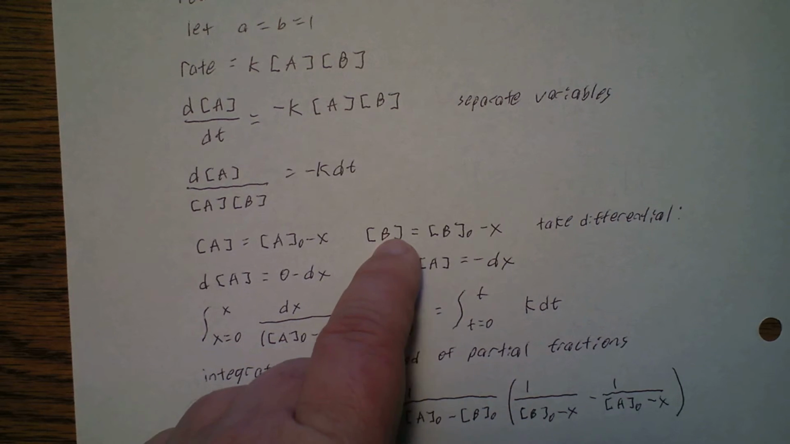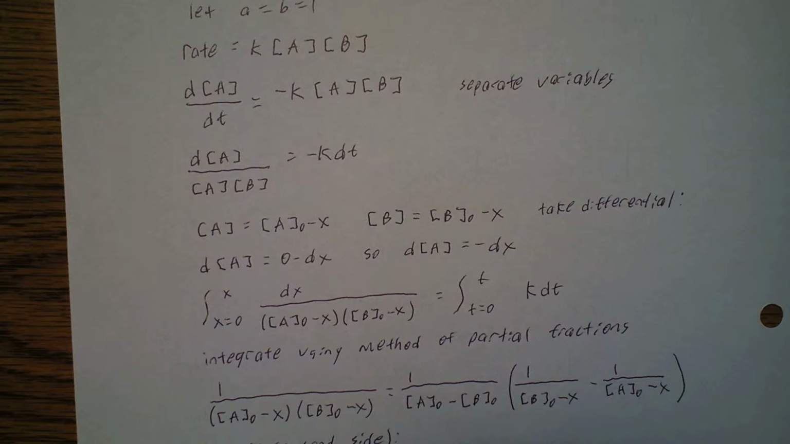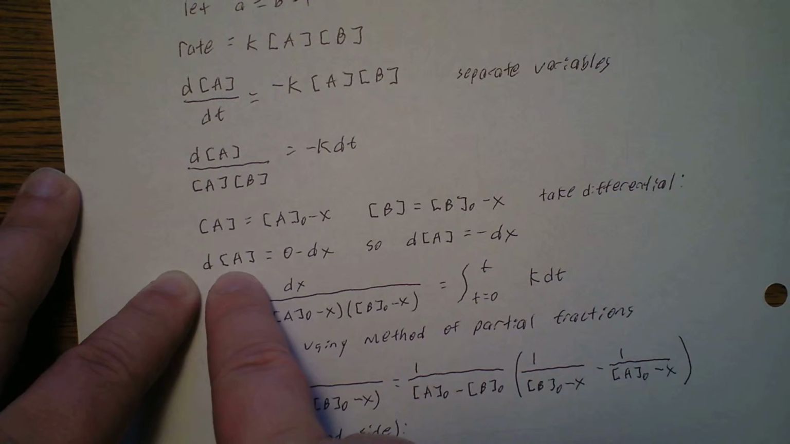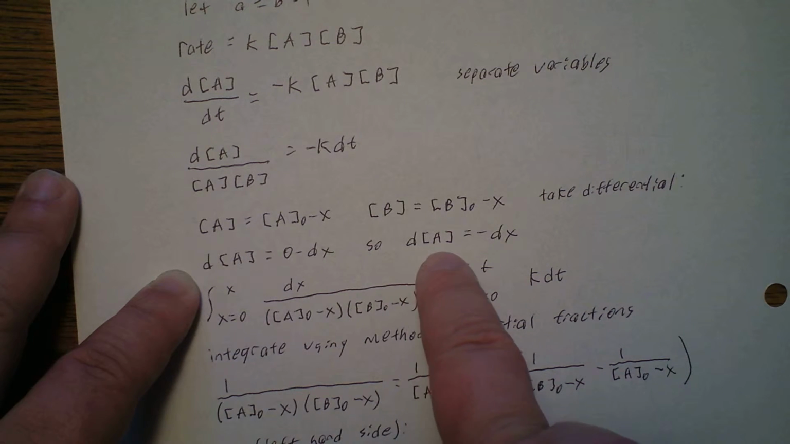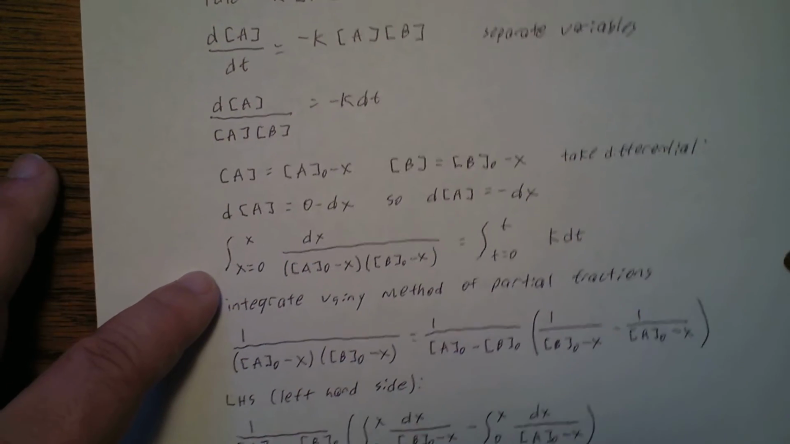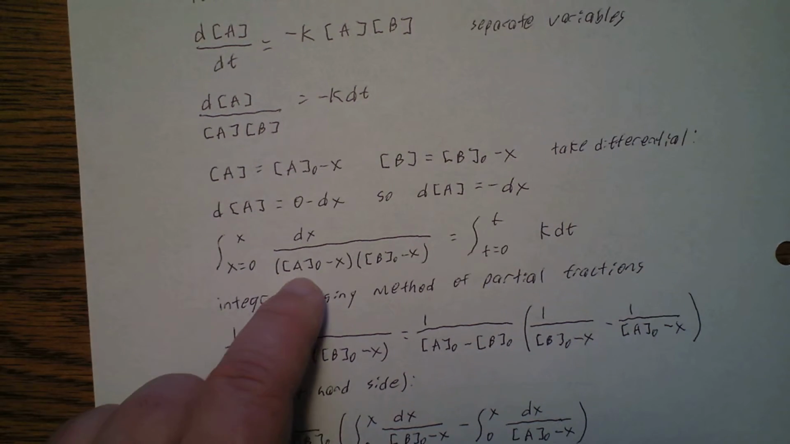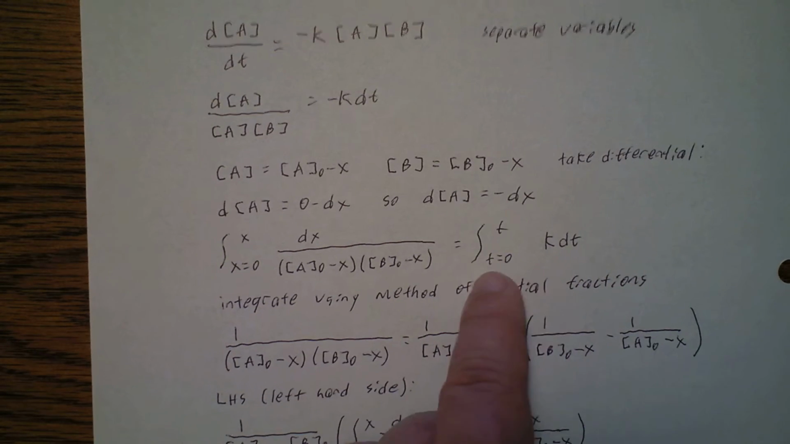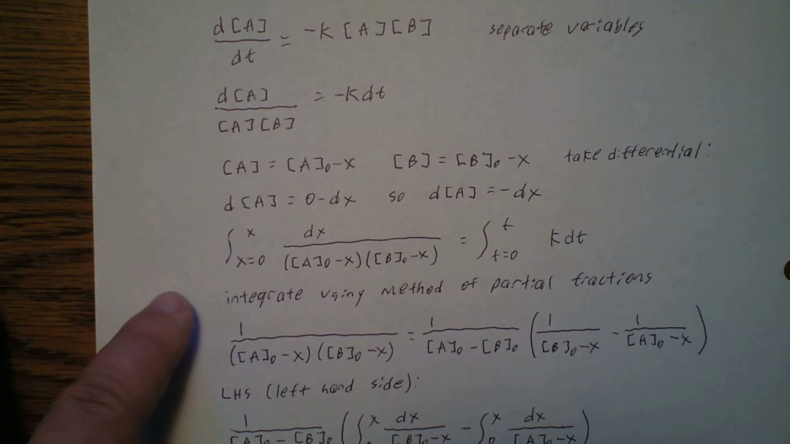And then the concentration of B is also going to be the initial concentration of B minus x. So in differential form, the differential of the concentration of A is going to be 0 minus dx, and therefore the differential of A is equal to minus dx. So we're going to have the integral from x equals 0 to x of dx over (A naught minus x)(B naught minus x), and that's going to be equal to the integral from t equals 0 to t of k dt.